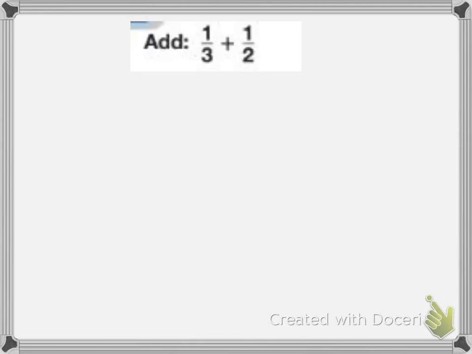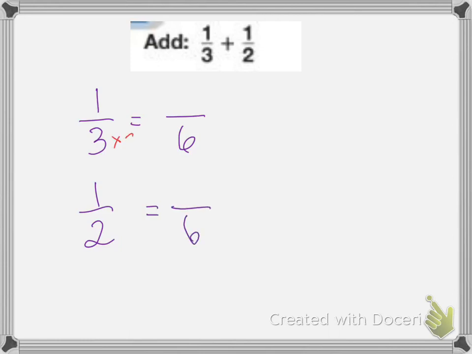Okay, last one. We have 1/3 plus 1/2. For this problem, I need to rename both fractions so they have the common denominator. And to do this, I want to look for the least common multiple of 2 and 3. In this case, that is equal to 6. So I need to change these so they have a denominator of 6. So 3 times 2 equals 6. So I'm going to multiply this fraction by 2/2.